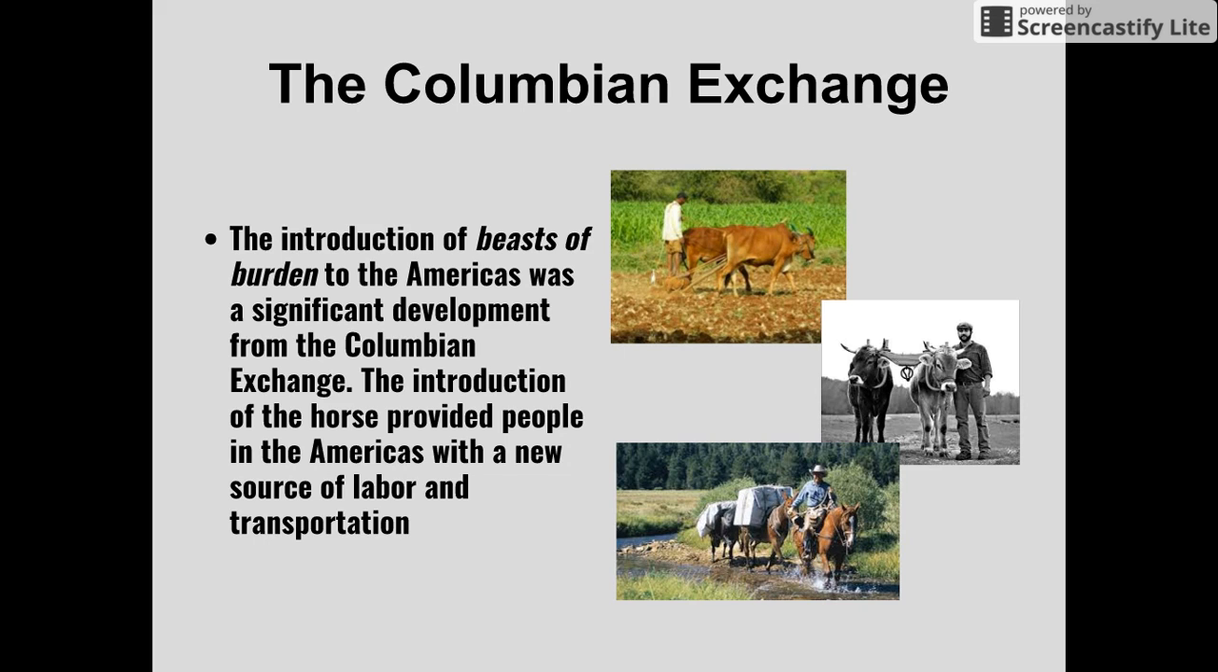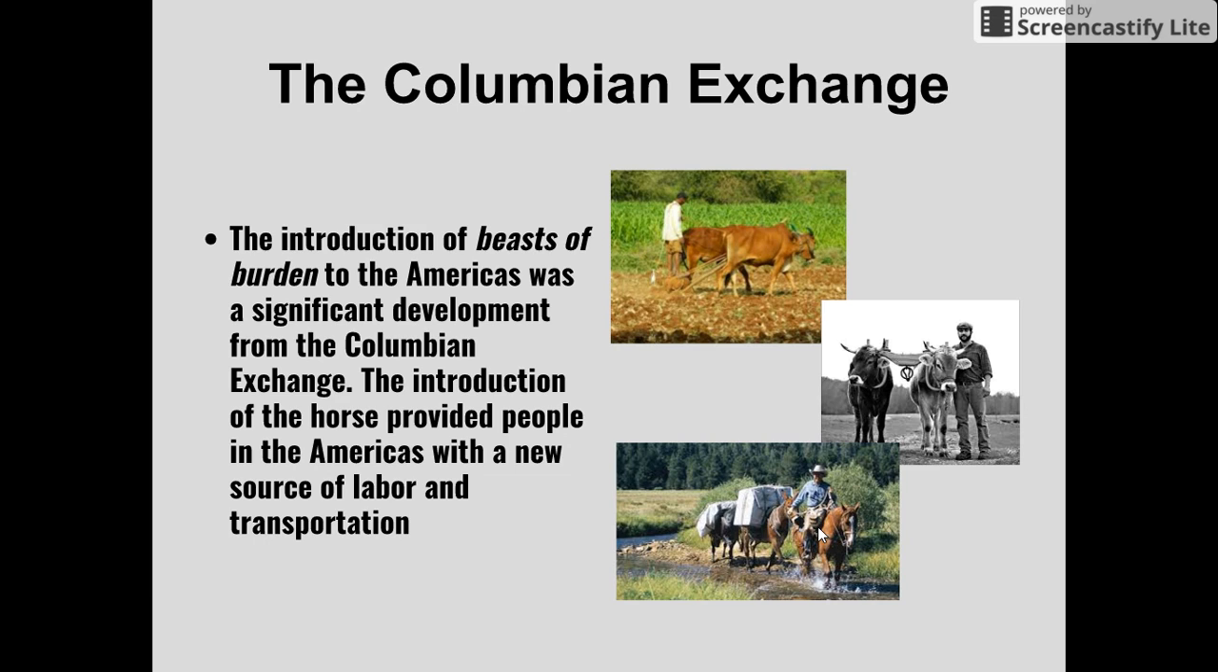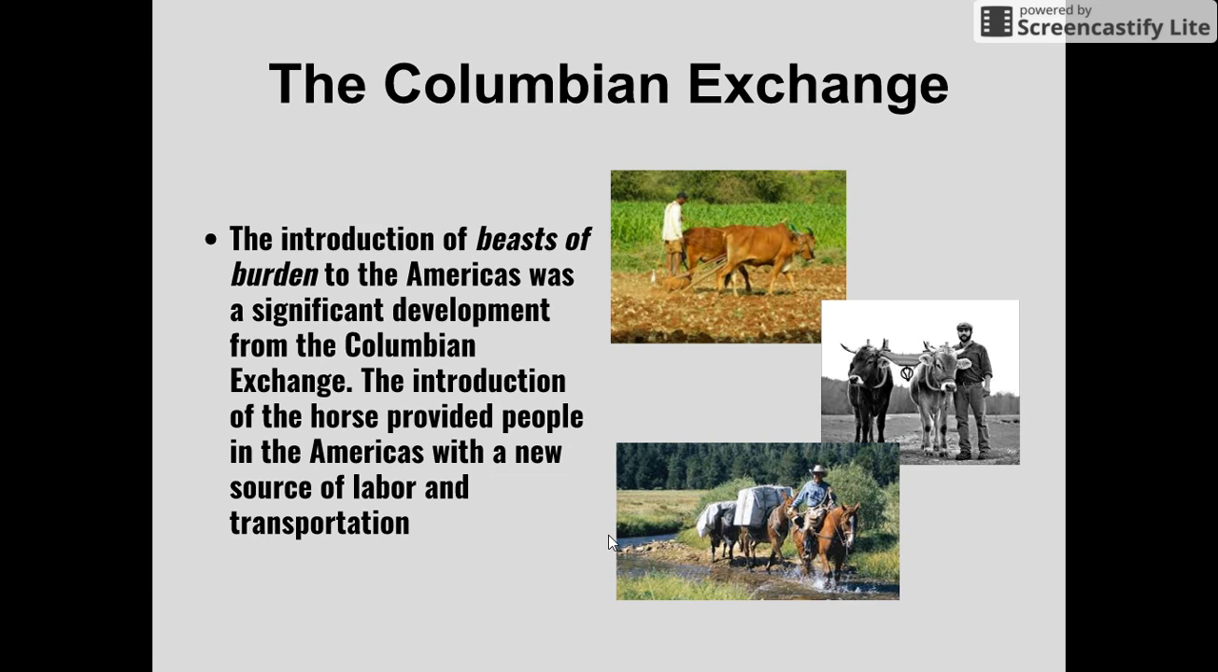The introduction of the horse provided people in the Americas with a new source of labor and transportation. If I had to pick one of the most important animals that was exchanged, it would be the horse, and it was exchanged from Europe to the Americas. Prior to the Columbian exchange, the Native Americans did not have the horse. And so this was super important for them because they could use it as a work animal, but they also learned to control it and use it and to domesticate it, which means they used it not necessarily as a pet, but they could get it to do what they wanted it to do.